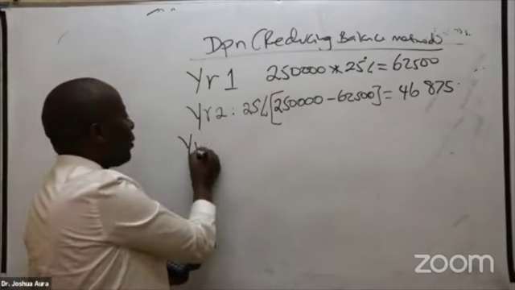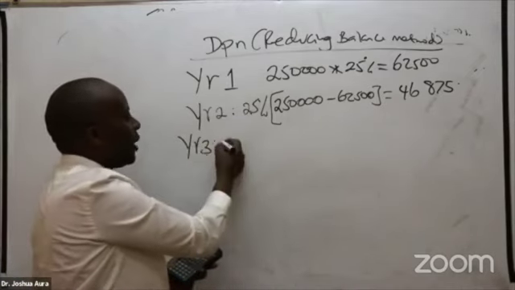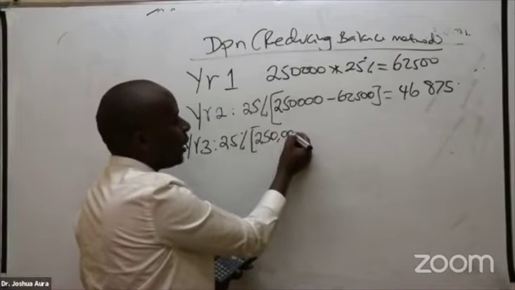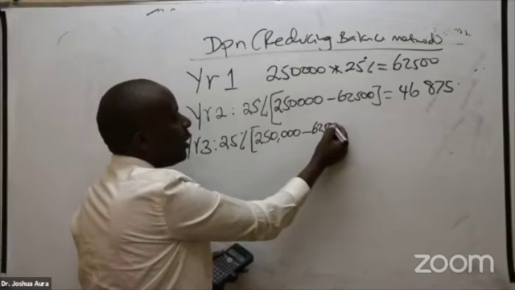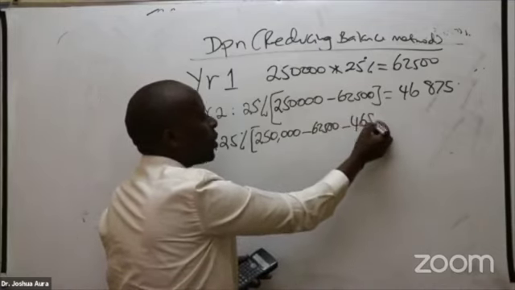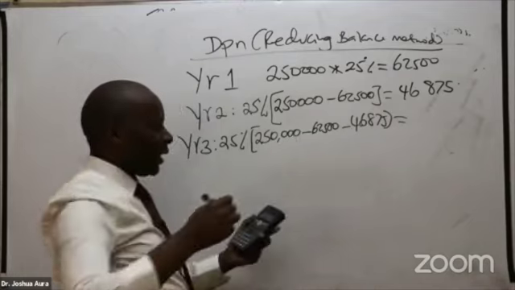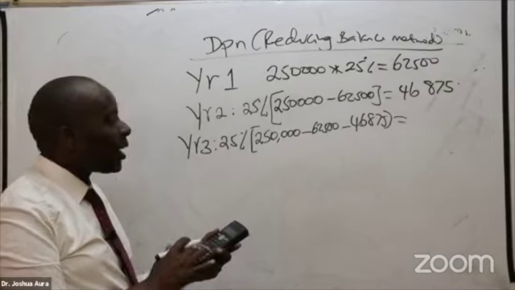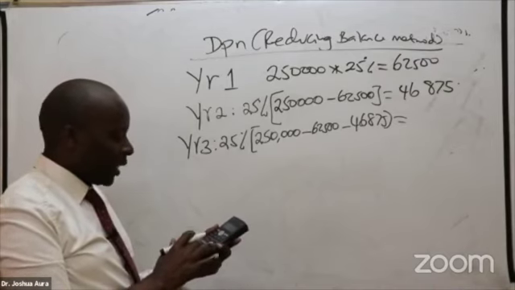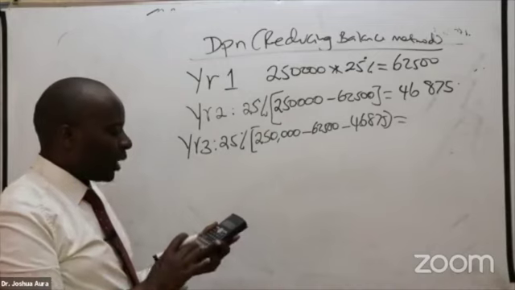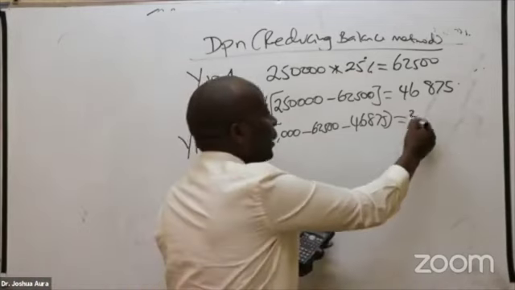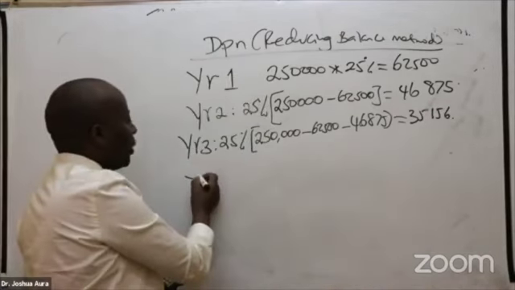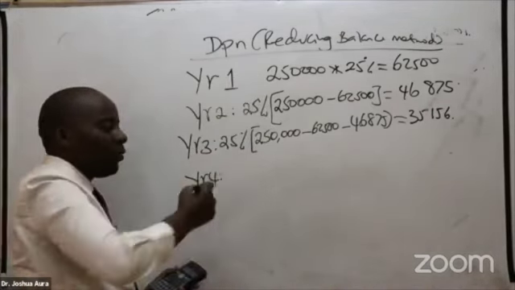Let's go to year number 3. So year number 3, what do we have? We have 25% of the reduced value. Reduced value here is 250,000 minus 62,500 minus what it lost in year 2, which was 46,875. So subtract like that, and whatever I get times 0.25 will end up giving me 35,156.